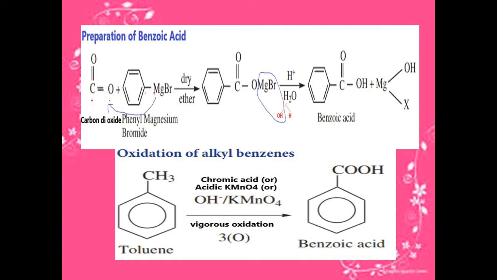The next preparation is oxidation of alkyl benzene, that is toluene. The toluene, that is benzene with methyl, methyl benzene, is oxidized with the help of chromic acid or acidic potassium permanganate or alkaline KMnO4. Alkaline means OH minus. It undergoes vigorous oxidation, so the methyl releases 2 hydrogen, that is removal of 2 hydrogen and addition of 2 oxygen, and we get benzoic acid.